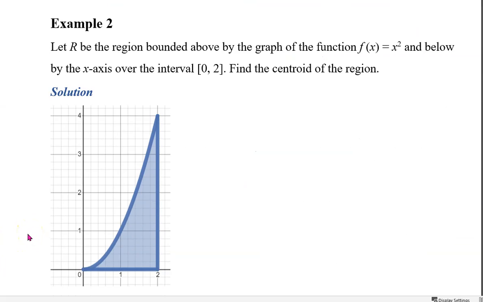Let's take a look now at example 2. Let R be the region bounded above by the graph of the function f of x equal x squared and below by the x-axis over the interval from 0 to 2. We want to find the centroid of the region. Remember, the centroid will be at the center of mass if the density is uniform, meaning constant.